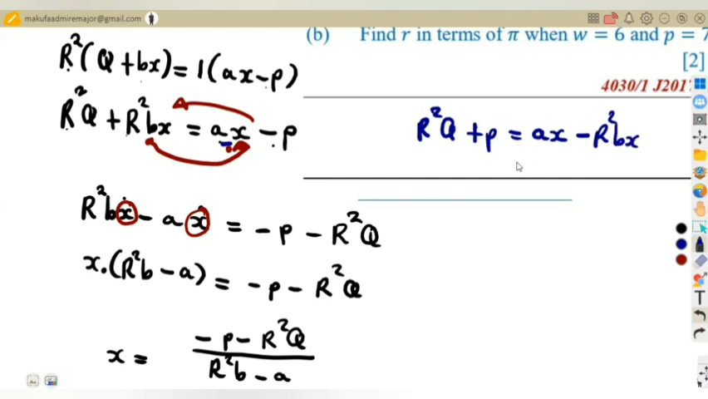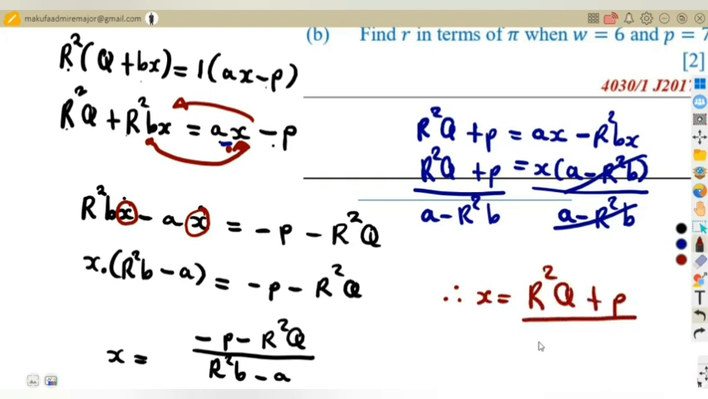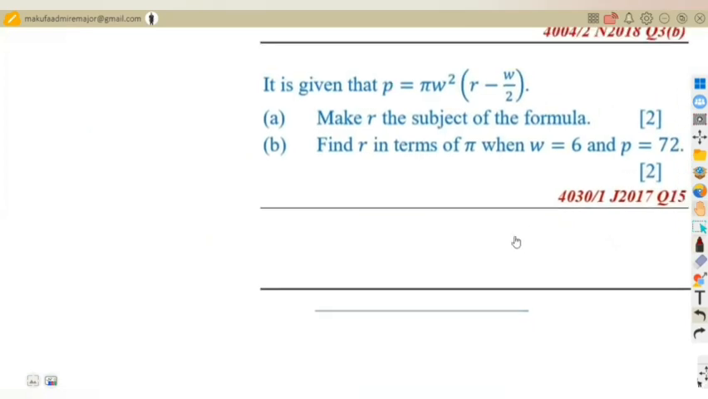I factor out x, which is common. I remain with a minus r squared b, which is equal to r squared q plus p. So to find x, I'm simply going to divide by the bracket a minus r squared b this side, a minus r squared b this side. So this is going to cancel. I'm remaining with x. So therefore, our x was going to be r squared q plus p over a minus r squared b. So that is another presentation, which is the same as the one that we see here, just in a different format, a different way of showing it.